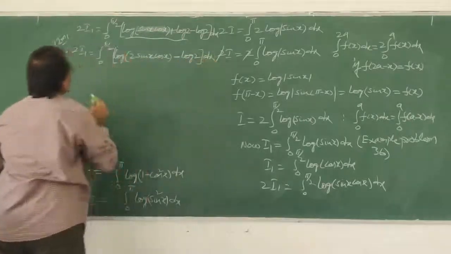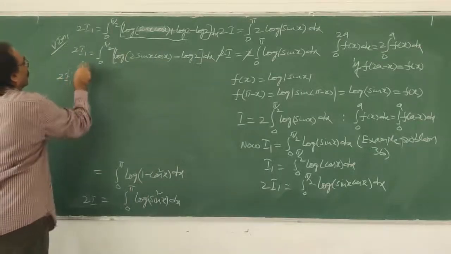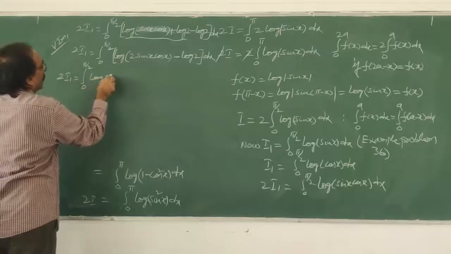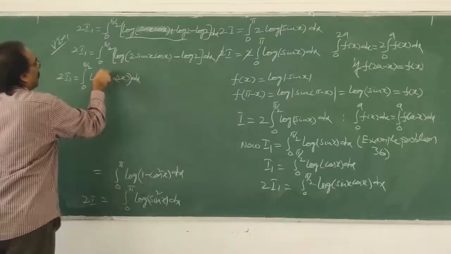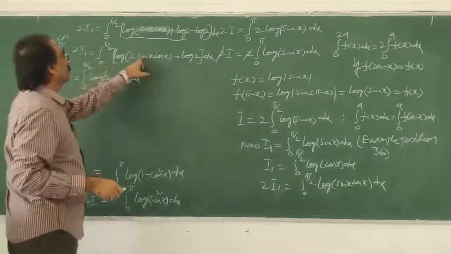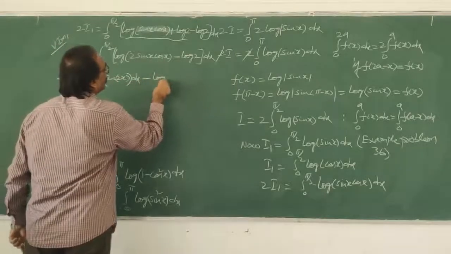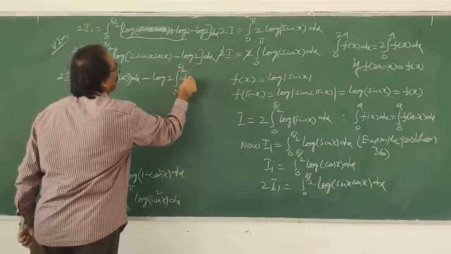Correct? Yes sir. Okay, now 2I1 is equal to integral 0 to pi by 2 log of 2 sin x cos x, which is sin 2x, dx. Correct? Log of 2 sin A cos B is sin 2A, minus log 2 which is a constant. You write here integral 0 to pi by 2. What is left over? dx.